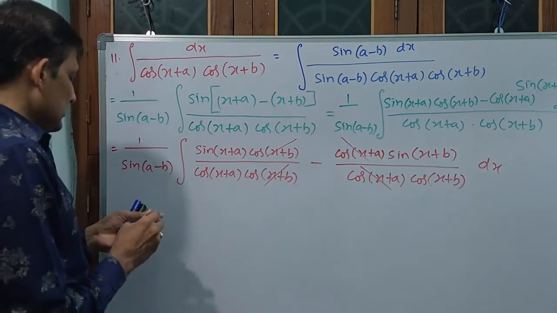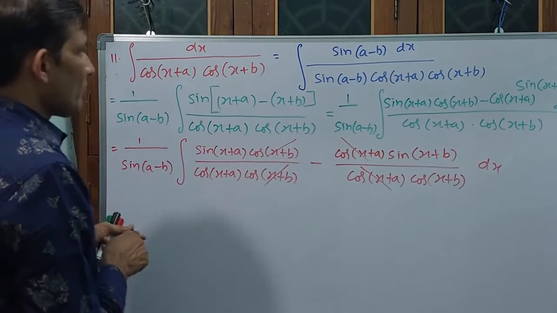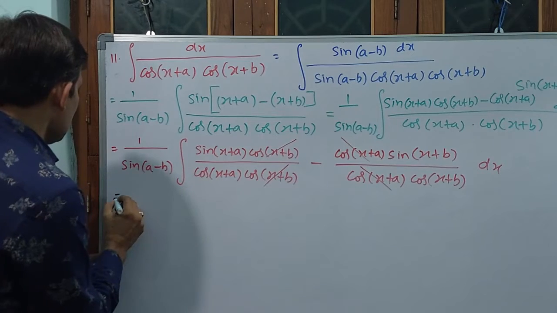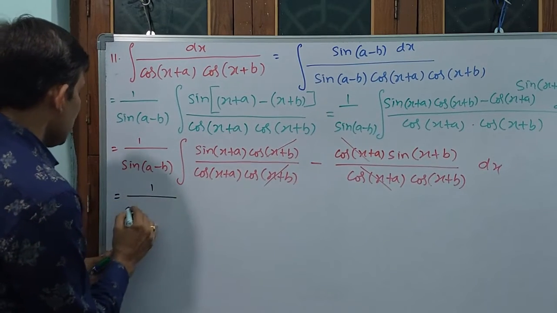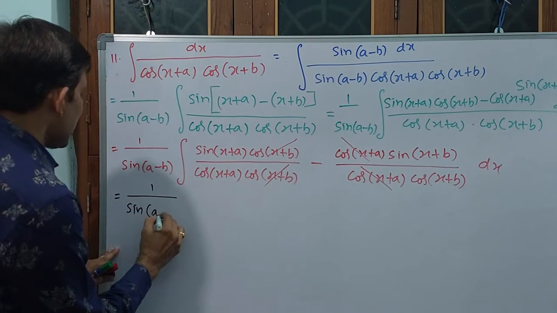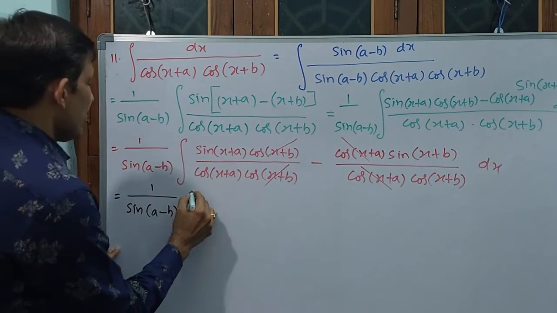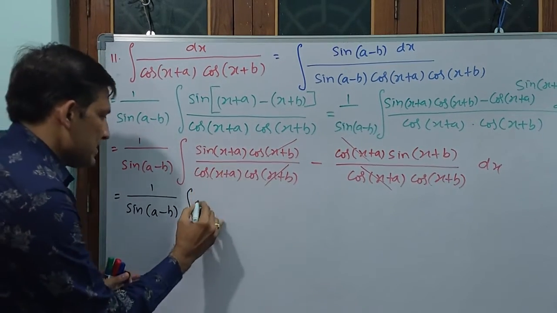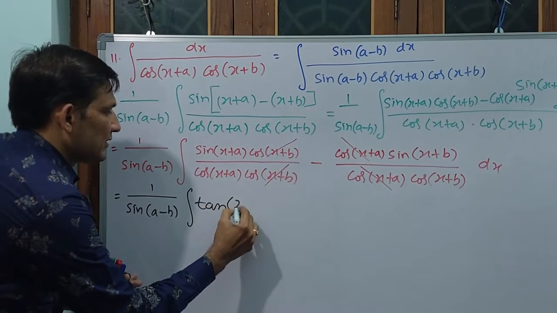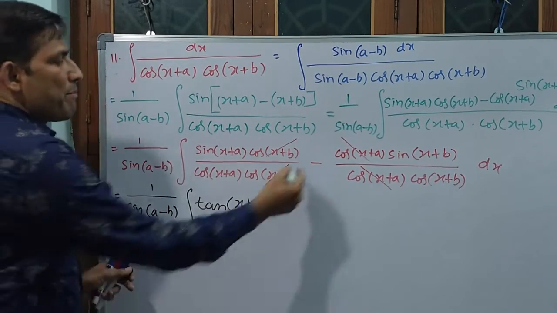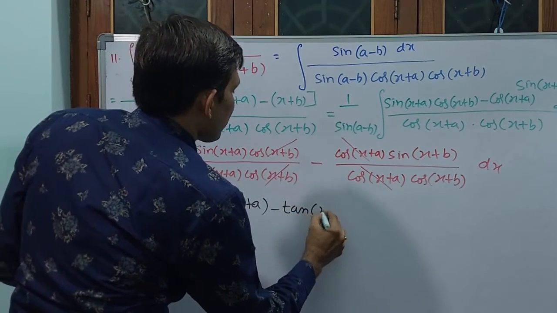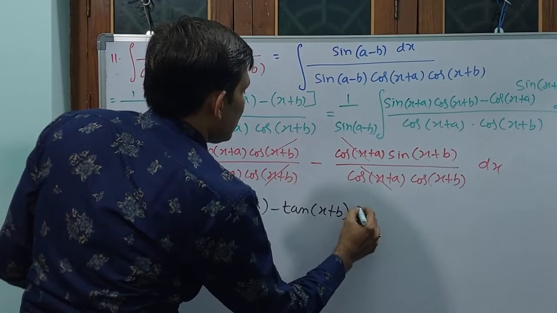That is equal to 1 by sin(a minus b) integral of tan(x+a) minus tan(x+b) dx.